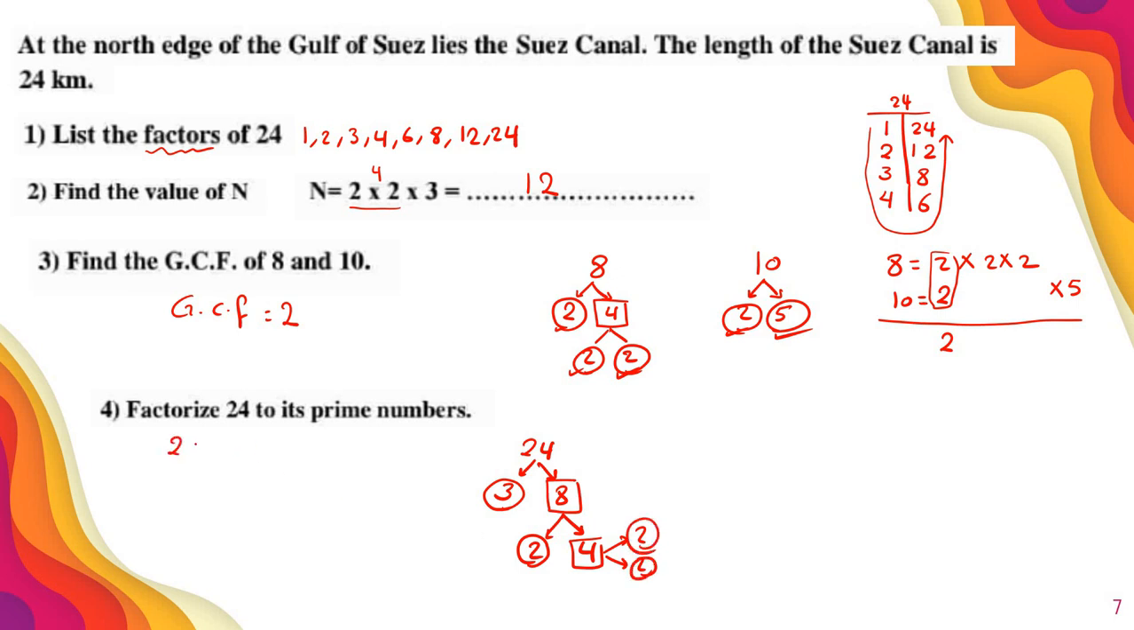So 24 now equals 3 times 2 times 2 times 2. Do you want to check your answer? 3 times 2 equals 6. 6 times 2 equals 12. 12 times 2 equals 24.